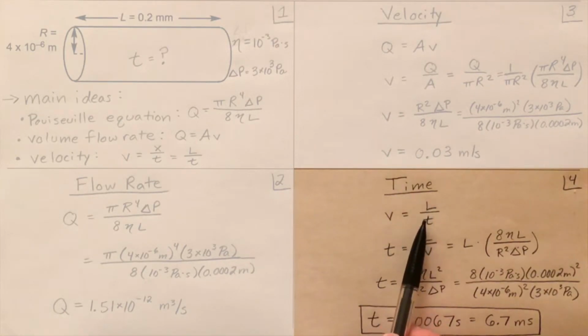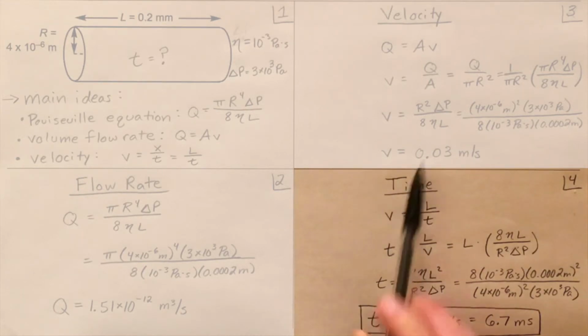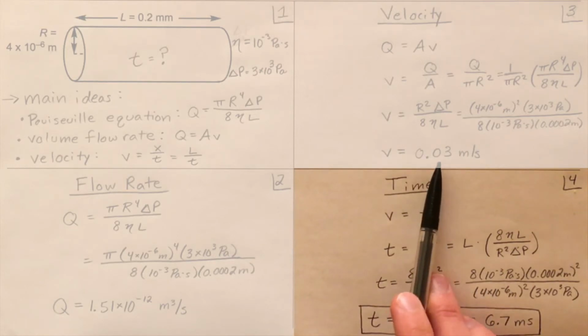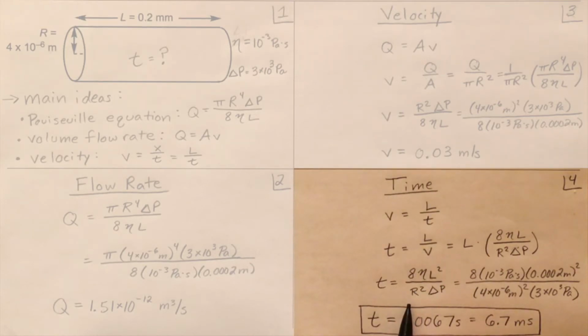Velocity is equal to distance divided by time. The distance the fluid has to travel is L, the length of the capillary. We can then rearrange this equation in terms of time, and then substitute in our equation for the velocity, which we derived, or we could substitute in this number, and then plug in the numbers for the equation to find that it takes the fluid 6.7 milliseconds to travel from one end of the capillary to the other.